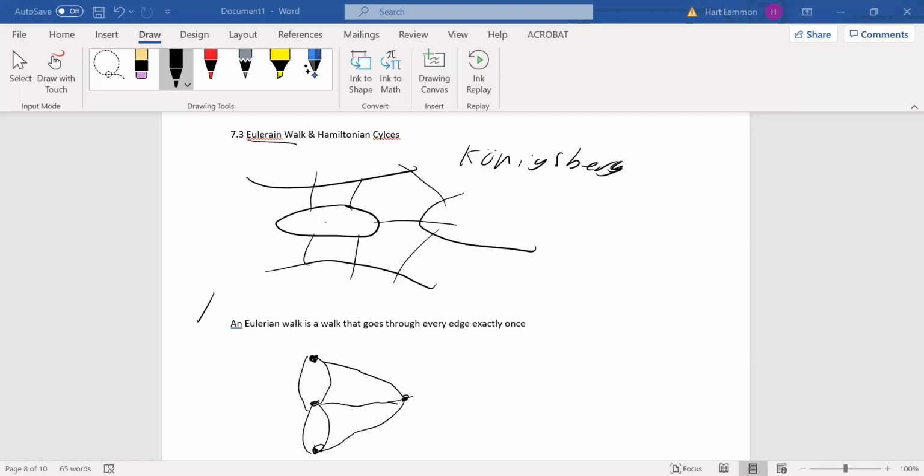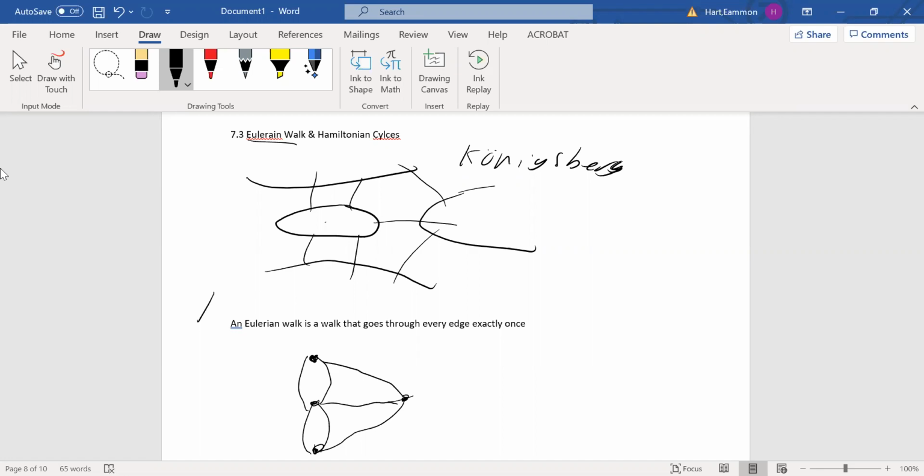Okay, so now we're going to talk about Eulerian walks and Hamiltonian cycles. An Eulerian walk is a walk such that you go over every single one of these bridges. The history of the term Eulerian walk goes back to a guy named Leonhard Euler, and he was trying to solve something called the 7 bridges of Königsberg problem.